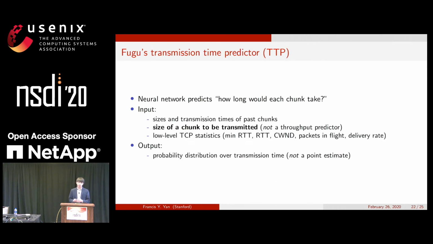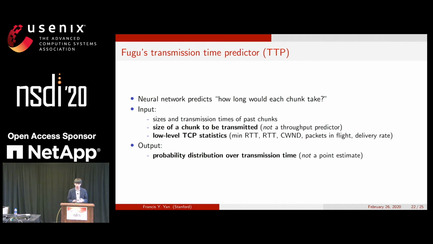Additionally, TTP's input also includes the low-level TCP statistics from the kernel, such as RTT and congestion window size. This is weakly crossing layers with information flowing in one direction from the transport layer to the application layer. The output of TTP is not common either. Instead of a point estimate, it outputs a probability distribution over transmission times, and we found it to be useful when maximizing the expected QoE during model predictive control. Ablation studies in our paper indicate each of these features to be necessary to Fugu's performance.